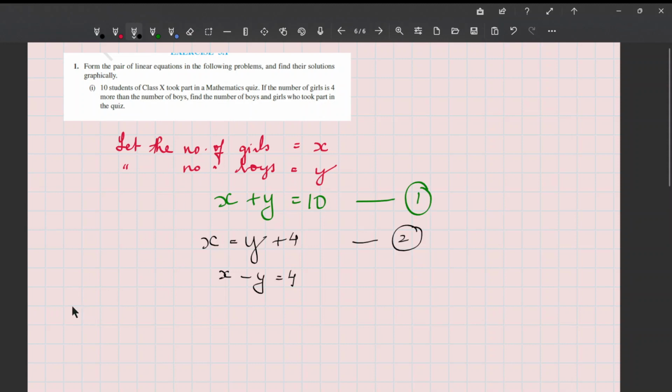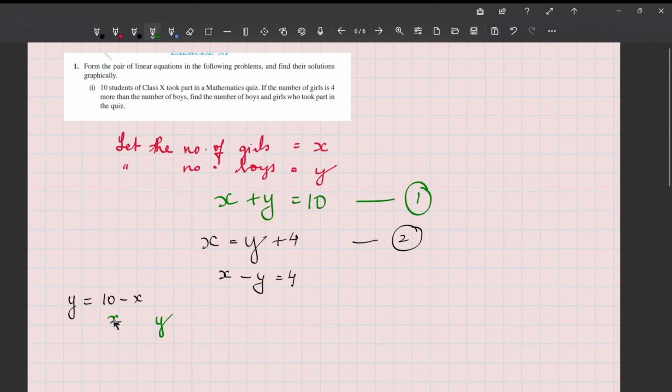Let us make y the subject. So y is equal to 10 minus x. Why are we doing this? Because if we assume any value for x, we can find the corresponding value for y, and that is how we arrive at 2 points. So let this be our x values and this be our y values. So we make a table now.